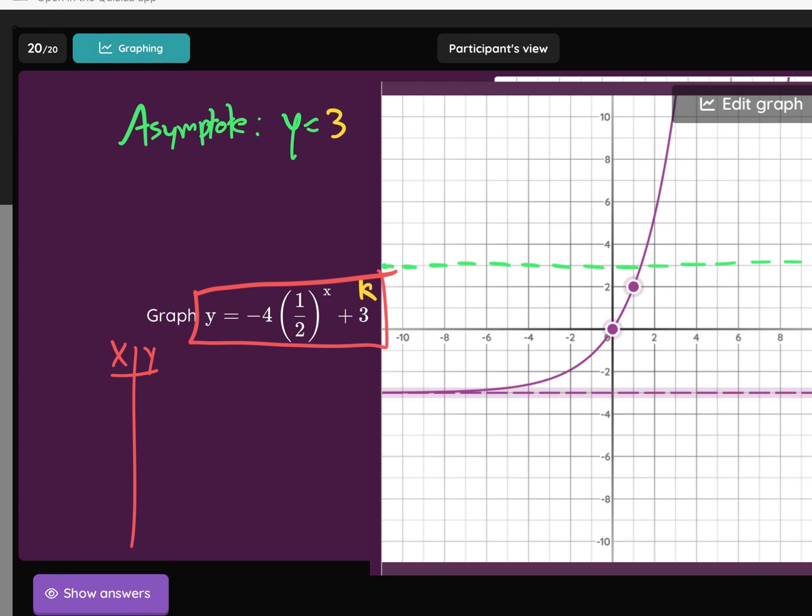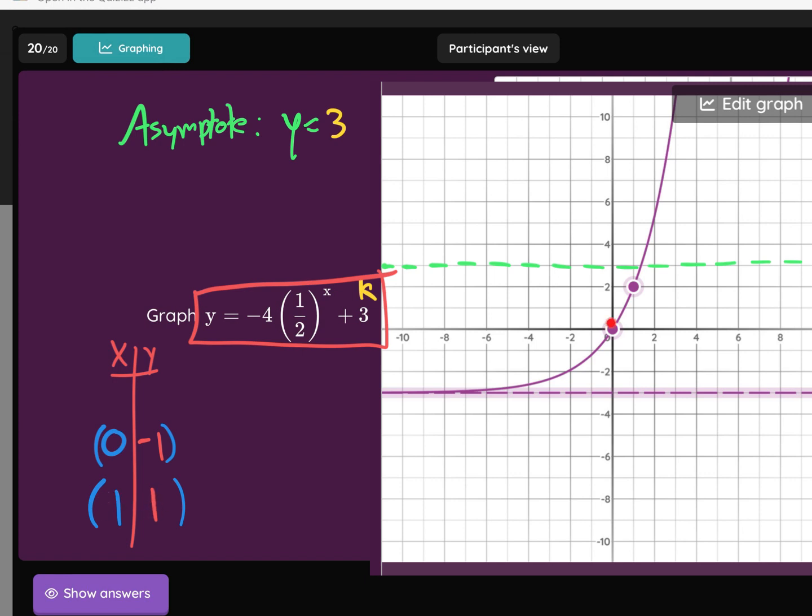And I'm just going to plug in a simple value like 0. When I plug in 0, 1/2 to the 0 is 1. 1 times negative 4 is negative 4. Negative 4 plus 3 is negative 1. So we need another point. Let's plug in another value, like 1. That's pretty easy to do. Plug in a 1 right there. 1/2 to the 1 is 1/2. 1/2 times negative 4 is negative 2. Negative 2 plus 3 is positive 1. So when I plug in a 1, I get out a 1.